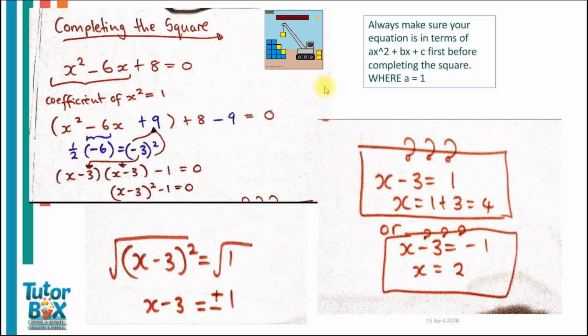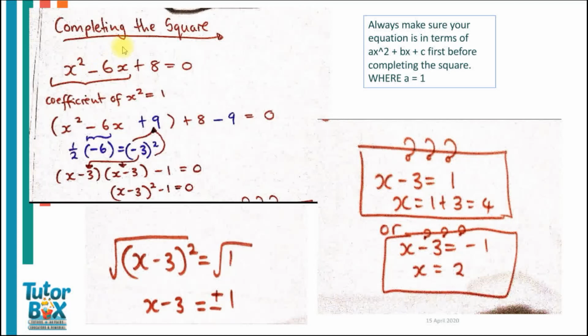So what you have to do when you're completing the square, or they ask you to complete the square, always make sure your equation is in terms of ax squared plus bx plus c equal to 0 first before completing the square. And your a should always be 1. So the coefficient before that x squared should always be 1. So if you see that maybe it's like 5 or 6, then divide by that coefficient throughout all the terms so that you have a 1 here.